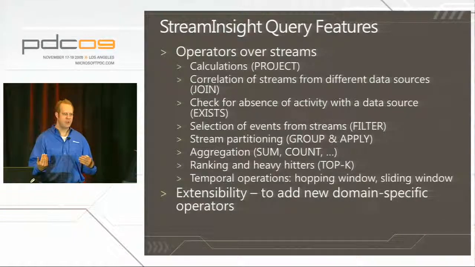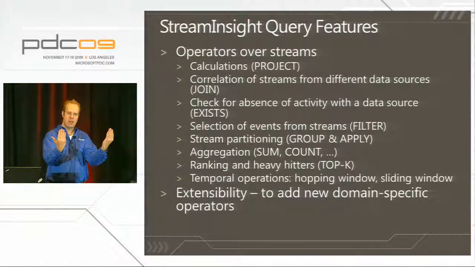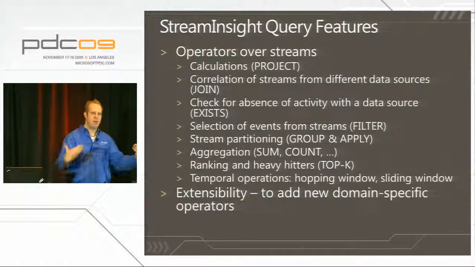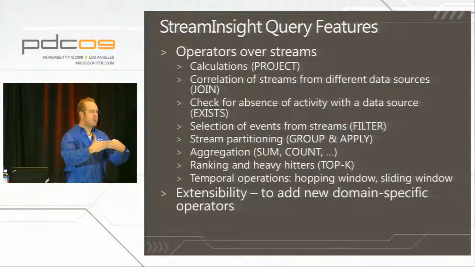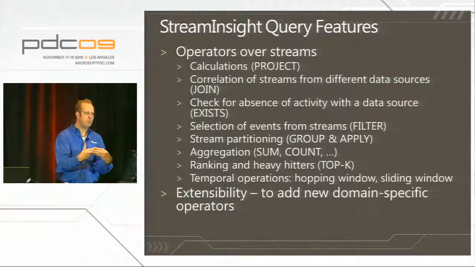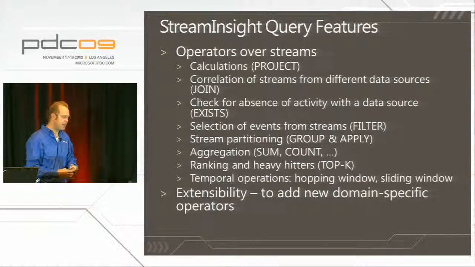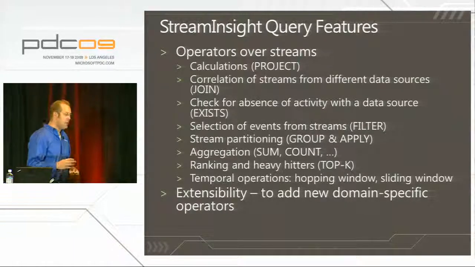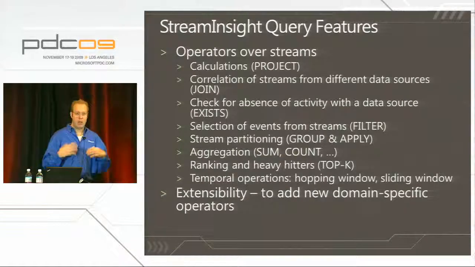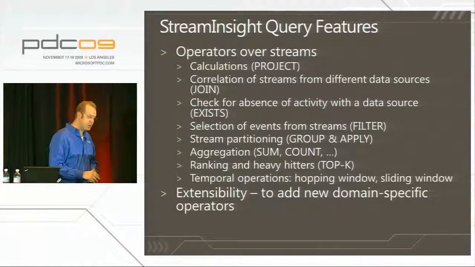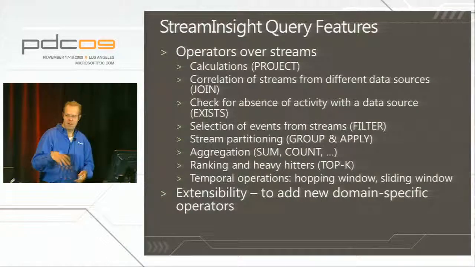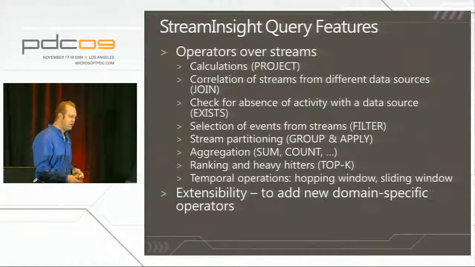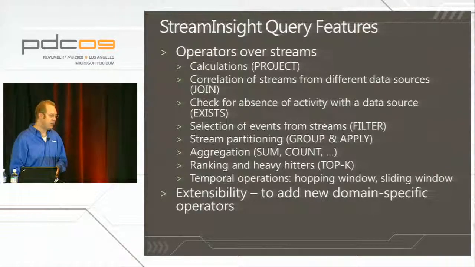What the join operation does, if you join two data streams, is make sure that the events that you match from the two sides are also closely related in time. Those are the additional semantics that we've put in place for the join operation for StreamInsight. We provide you the ability to check for existence or non-existence in a data stream. We allow you to do filter operations similar to relational database systems. We have all the typical aggregation operations: min, max, average, count, and heavy hitters, checking for heavy hitters, and ranking, top K.